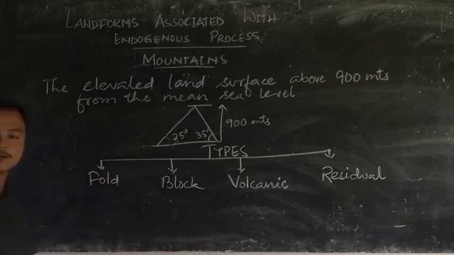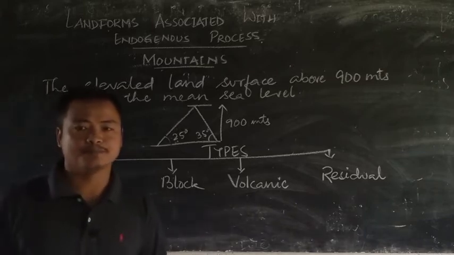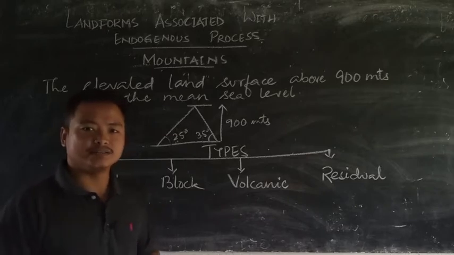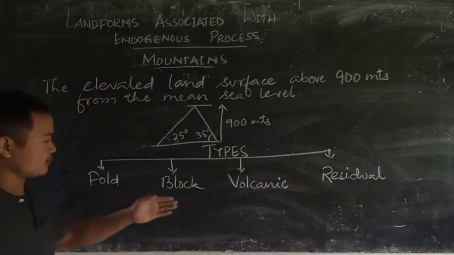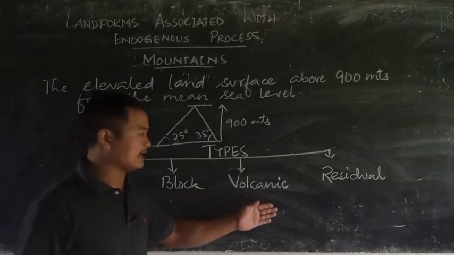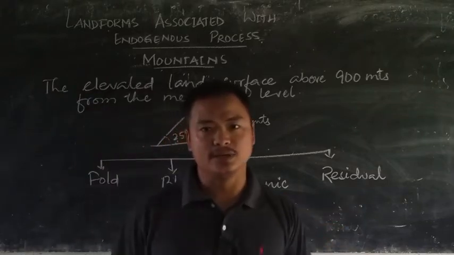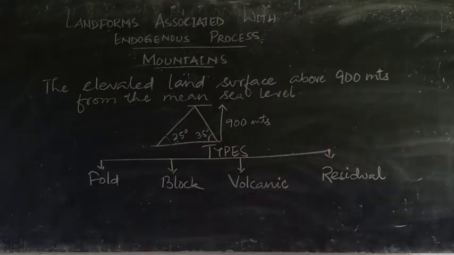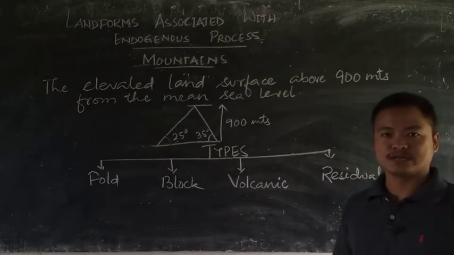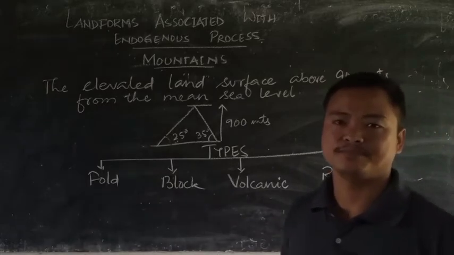On the basis of the formation, or you can say origin, the mountains are divided into four types: the fold mountain, the block mountain, volcanic mountain and residual mountain. These are the four major types of mountains that we find on this surface. Now let us describe them in detail.